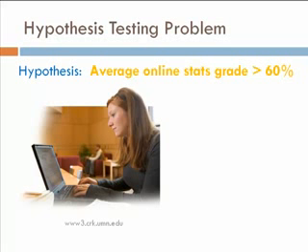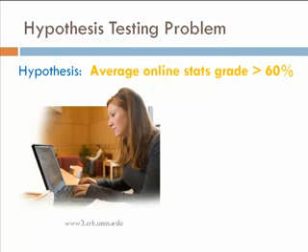We're going to look at one particular example to see what a hypothesis testing problem is like. And I tried to select an appropriate example, something you might be interested in. We are going to make a guess that the average online statistics final grade is going to be more than 60%. So the average grade would actually be a passing grade, something greater than 60%.